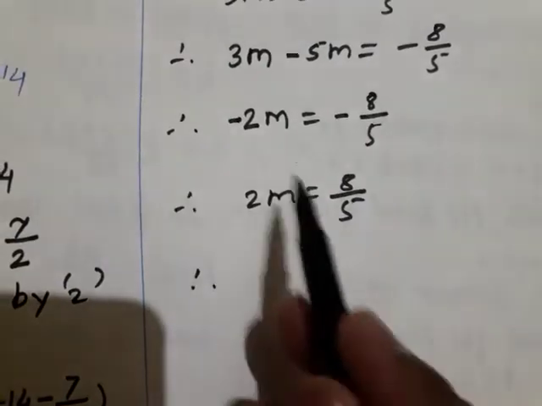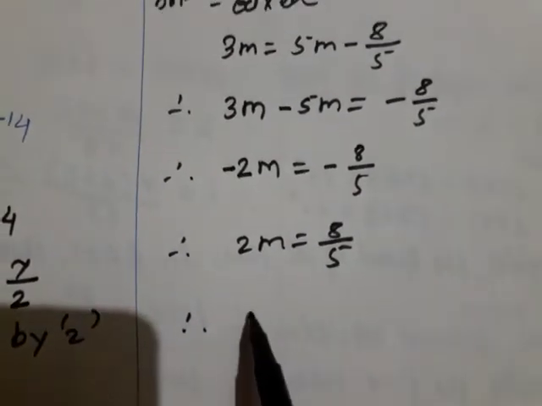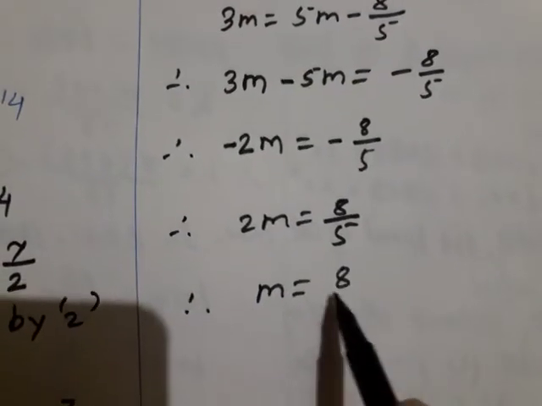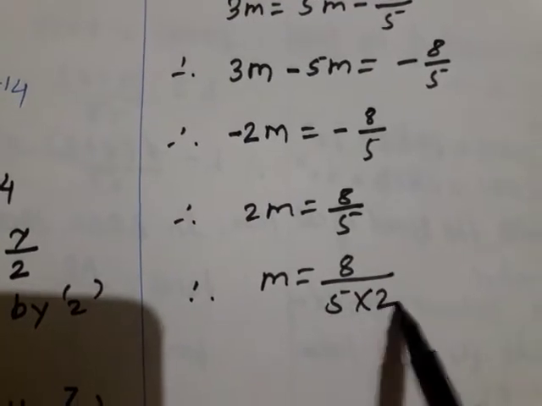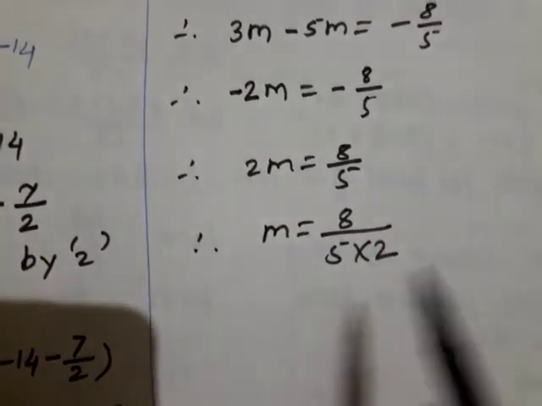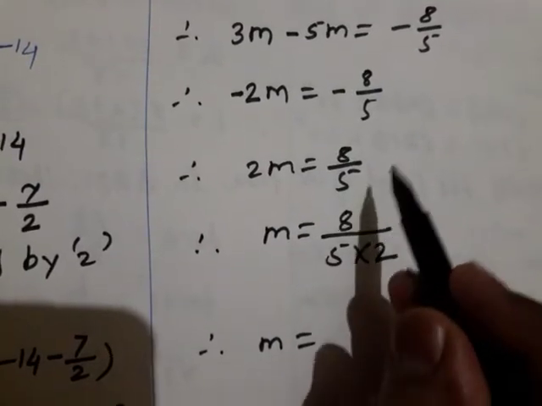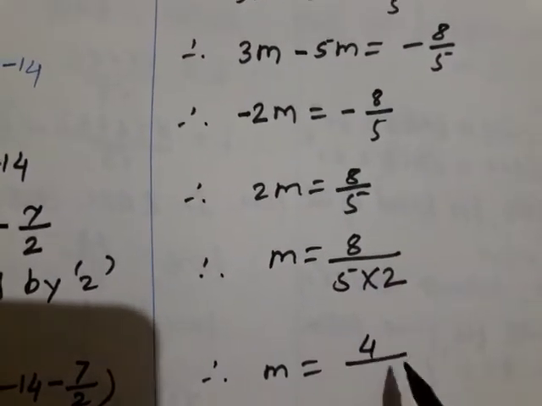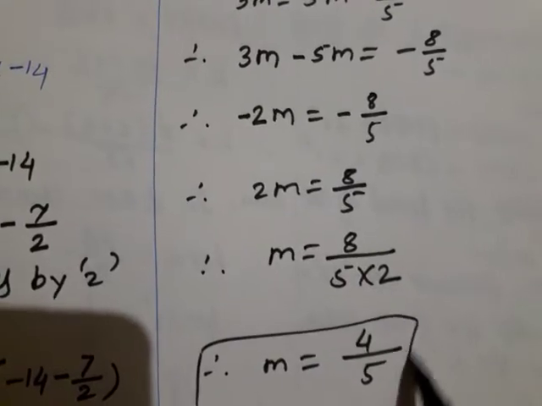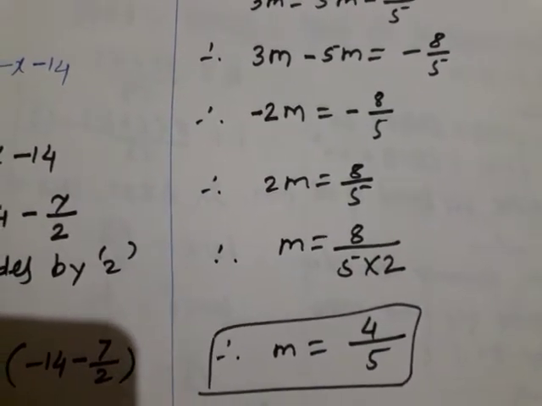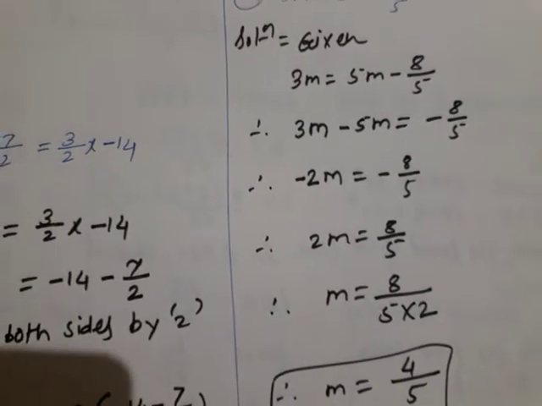Means now here it is multiplied, it will divide to that side, means m is equal to 8 divided by 5 into 2. Here it was multiplied, there it went and got divided. Therefore m is equal to 2 1s are 2, 2 4s are 4, so 4 divided by 5. So what value of m did we get? 4 divided by 5. Understood?